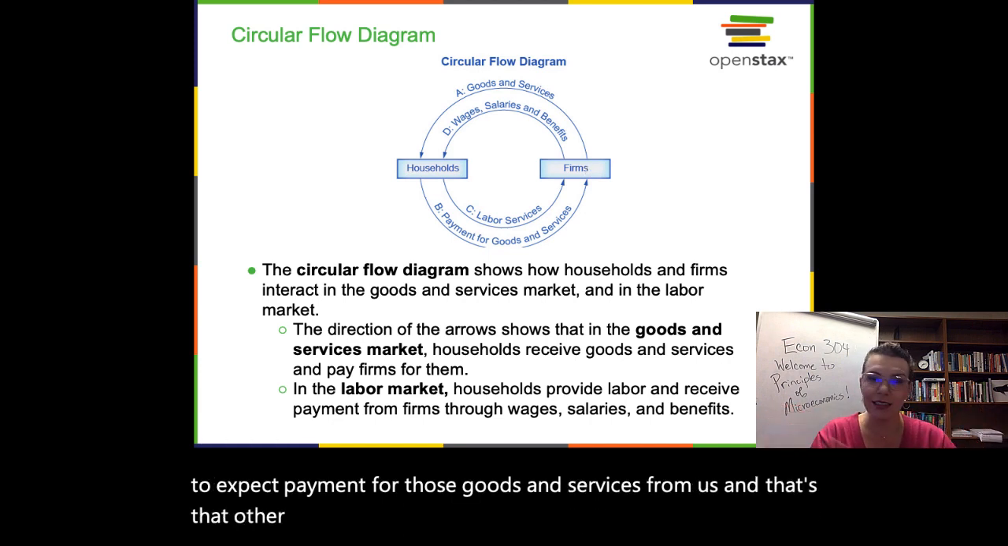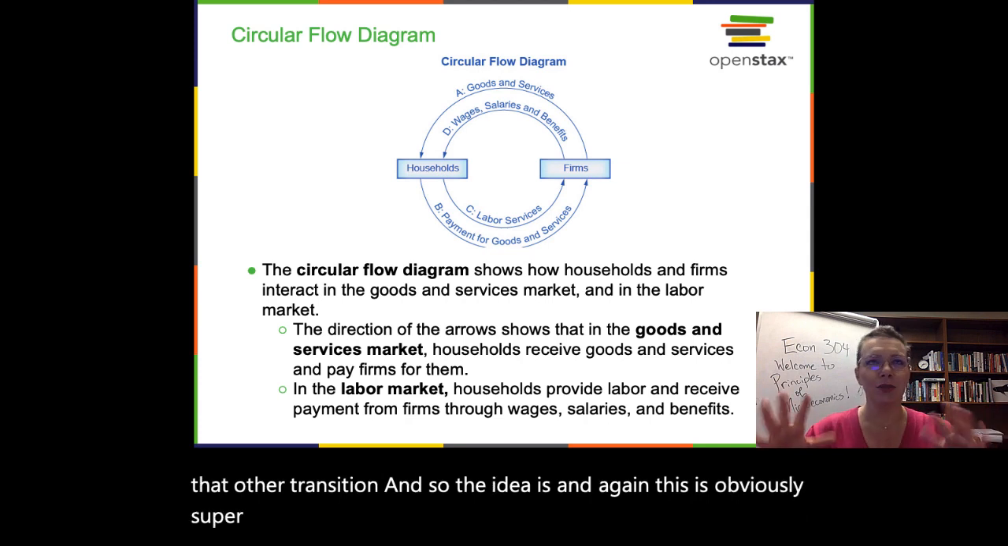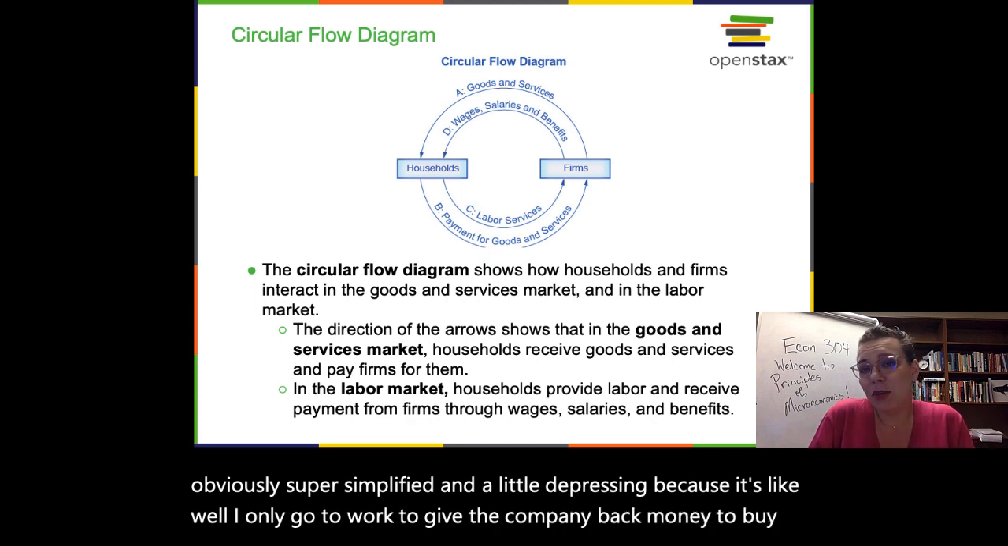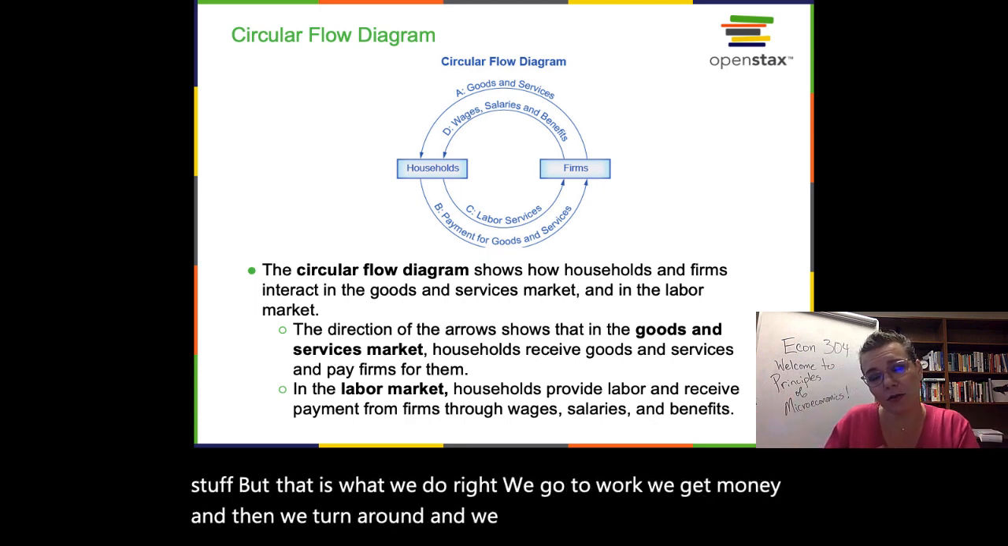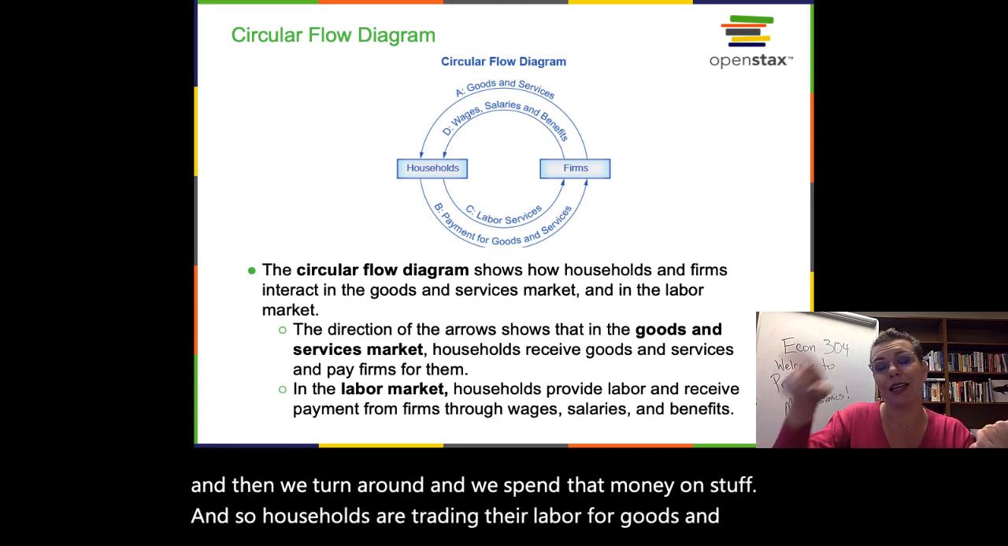And so the idea is, and again, this is obviously super simplified and a little depressing because it's like, oh, well, I only go to work to give the company back money to buy stuff. But that is what we do, right? We go to work, we get money, and then we turn around and we spend that money on stuff. And so households are trading their labor for goods and services, and money is cycling through.